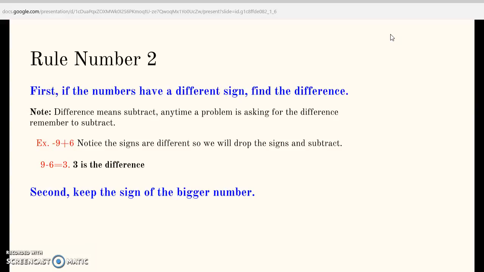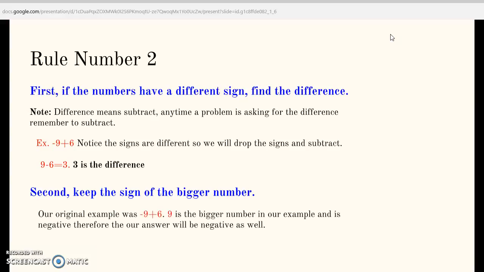3 is our difference. And the second part to rule number 2 is keep the sign of the bigger number. The bigger number in this case is 9. 9 is bigger than 6. We're not looking at the sign right now. It's just overall bigger. Then we see that the negative sign is attached to 9. So if our rule is correct, we will keep the sign of the bigger number. Negative 9 is the bigger number, and it has a negative, so our answer will be negative. Our original example was negative 9 plus 6. 9 is a bigger number in our example, and it's negative, therefore our answer will be negative as well. So negative 9 plus 6 equals negative 3.